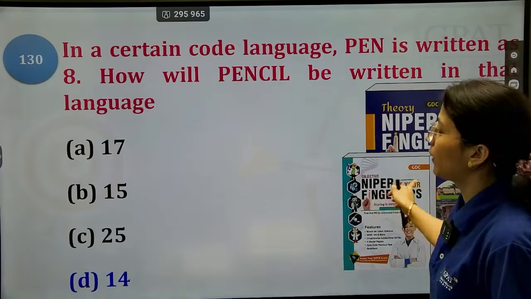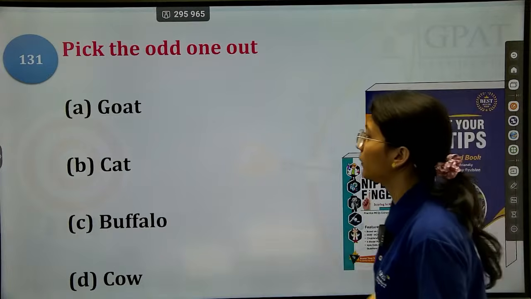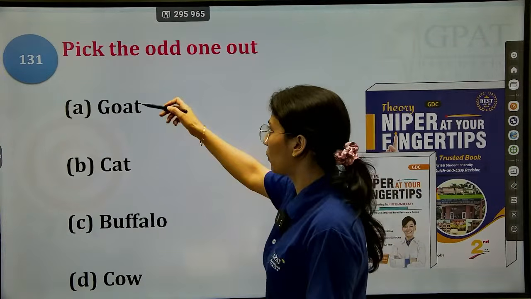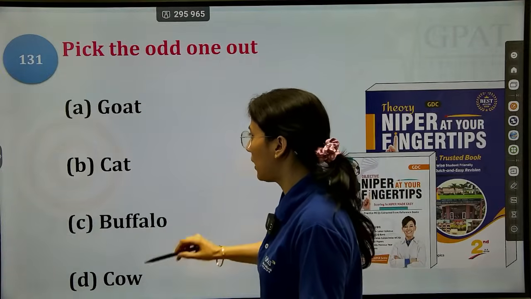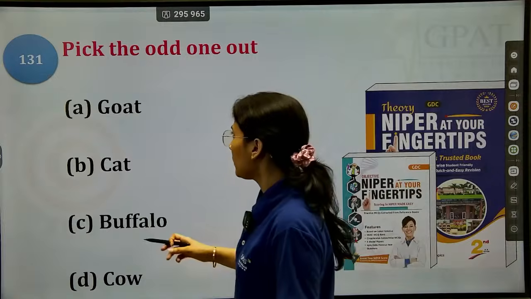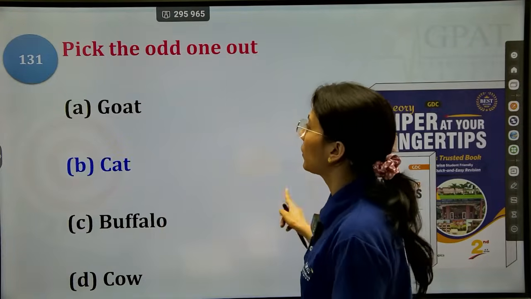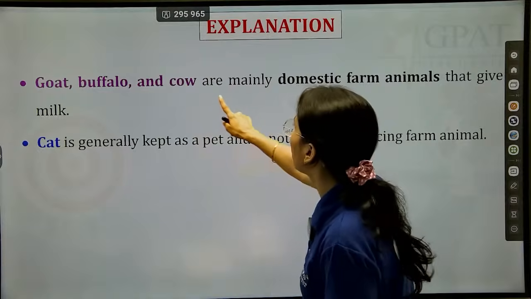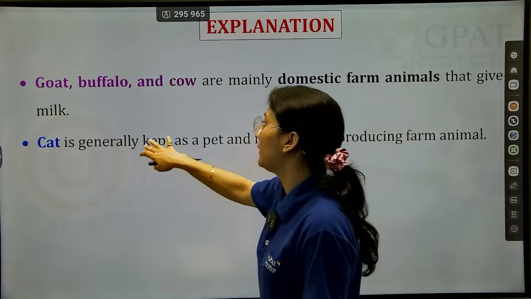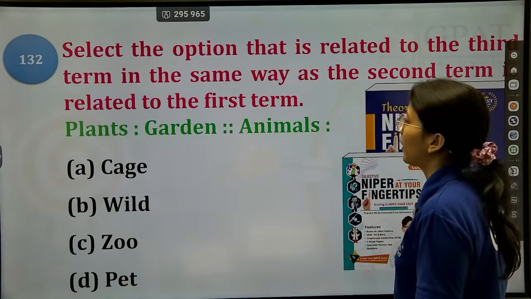Now for another question, that is question number 131. We have to pick the odd one. If you see goat, cat, buffalo, cow. So goat, buffalo, cow are domestic animals, and if we see cat, cat is different. Goat, buffalo and cow are mainly domestic farm animals that give milk. Cat is generally kept as a pet, and it is not a milk producing farm animal.